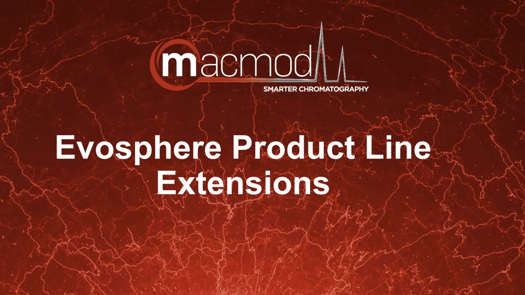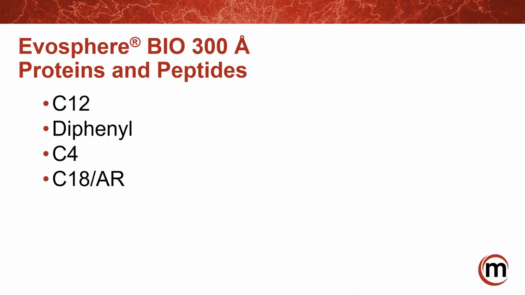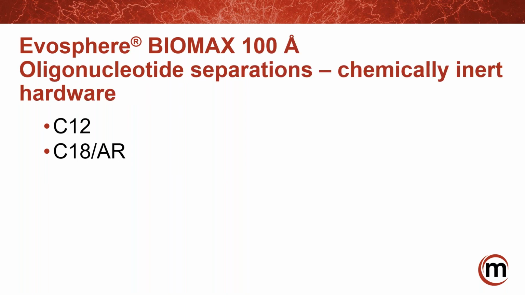So we wanted to, because this is a chromatography in 20 minutes, we wanted to just talk about some further line extensions. The materials available on a 300 angstrom pore now, the C12, diphenyl, C4, and C18AR are all available on 300 angstrom materials.